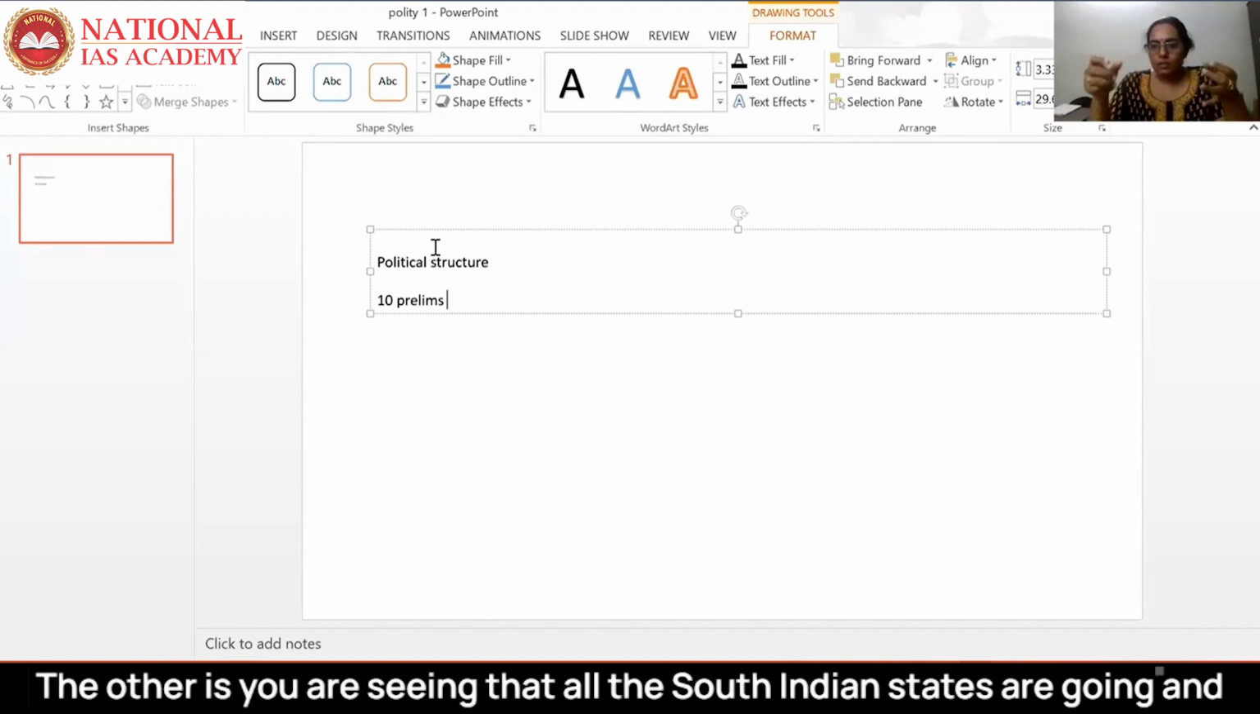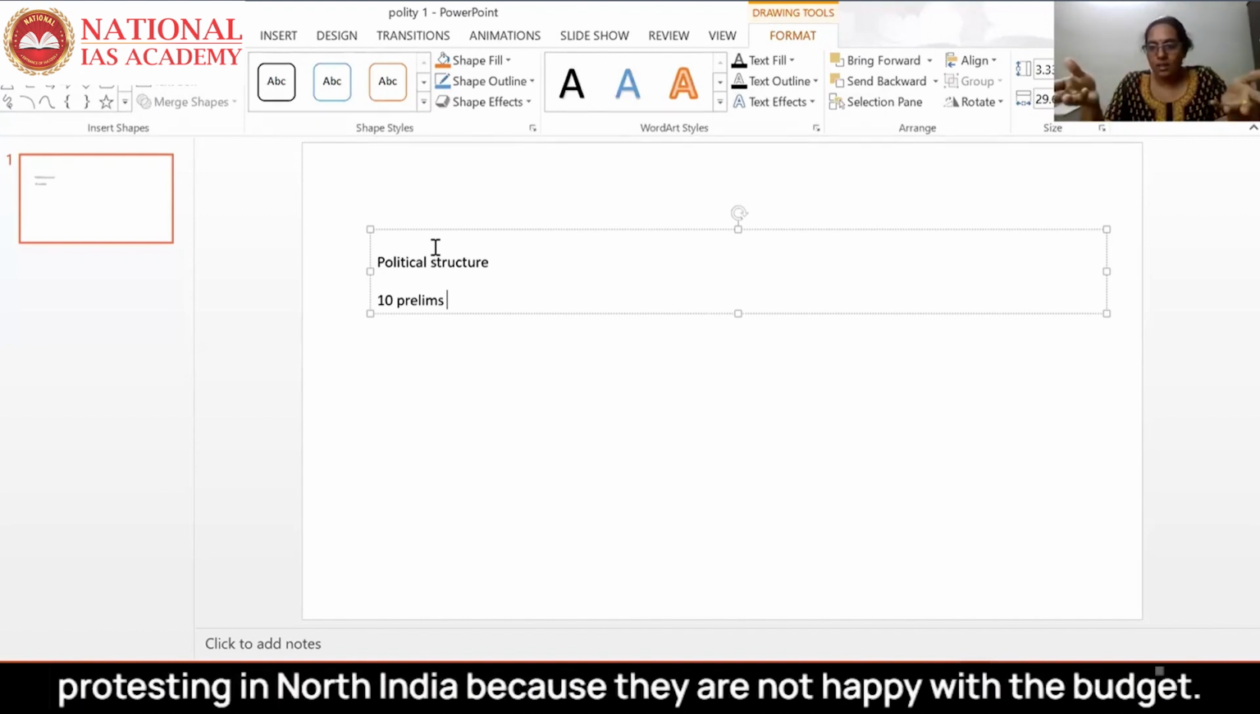The other is, you are seeing that all the South Indian states are going and protesting in North India because they are not happy with the budget.